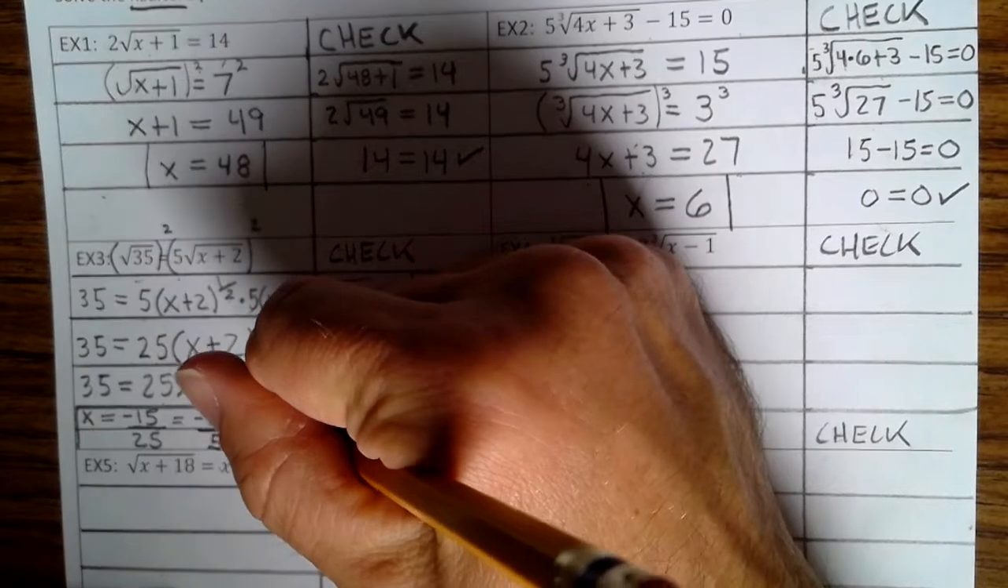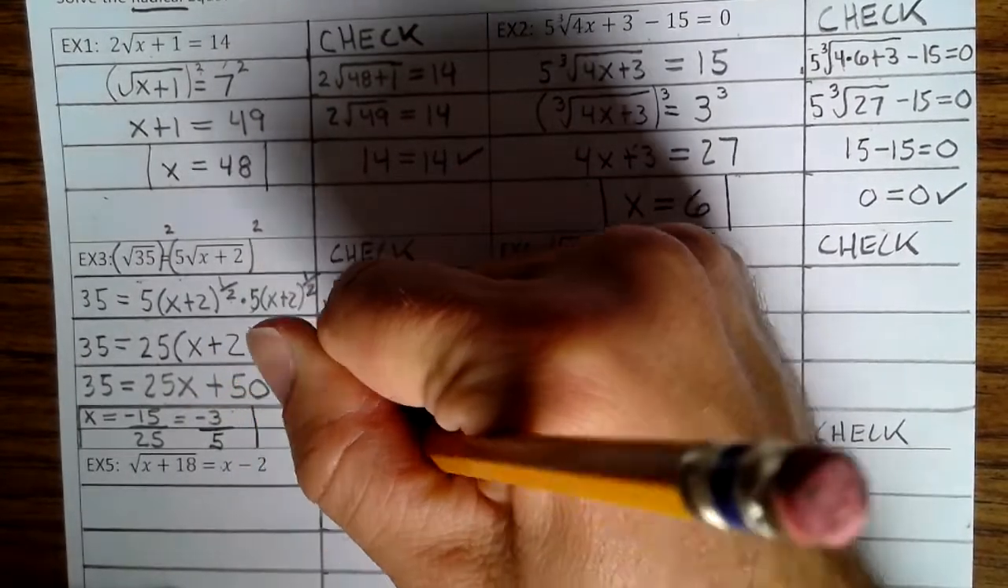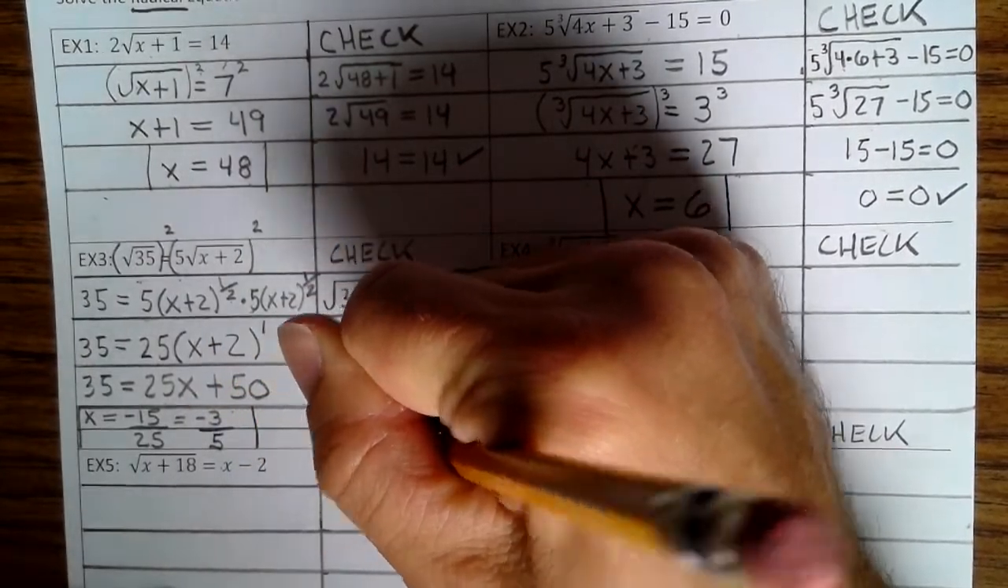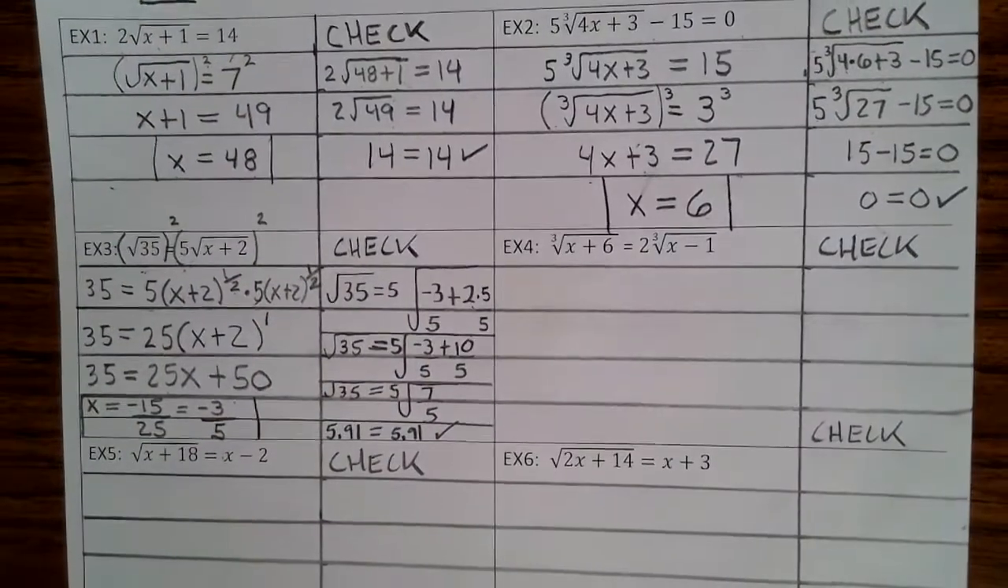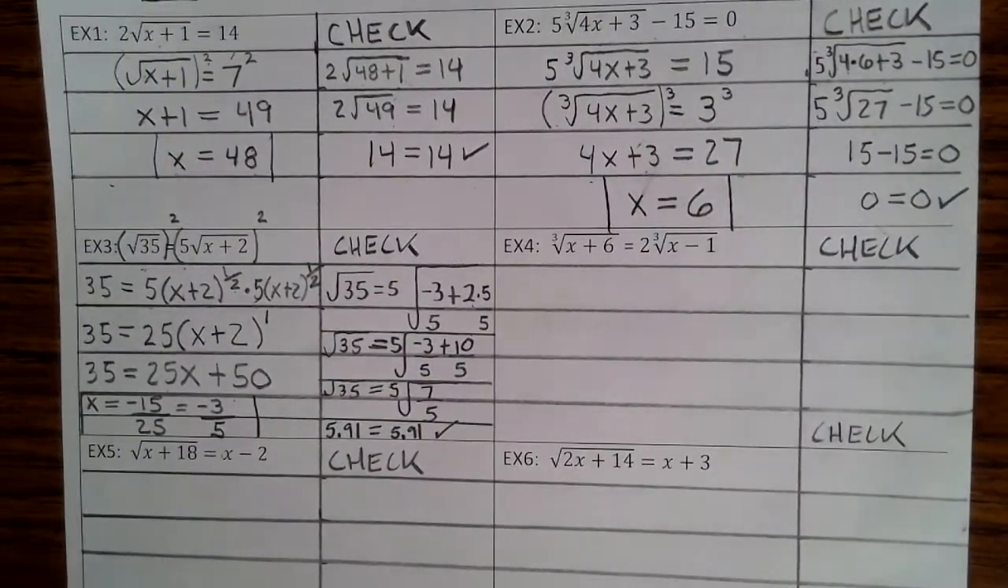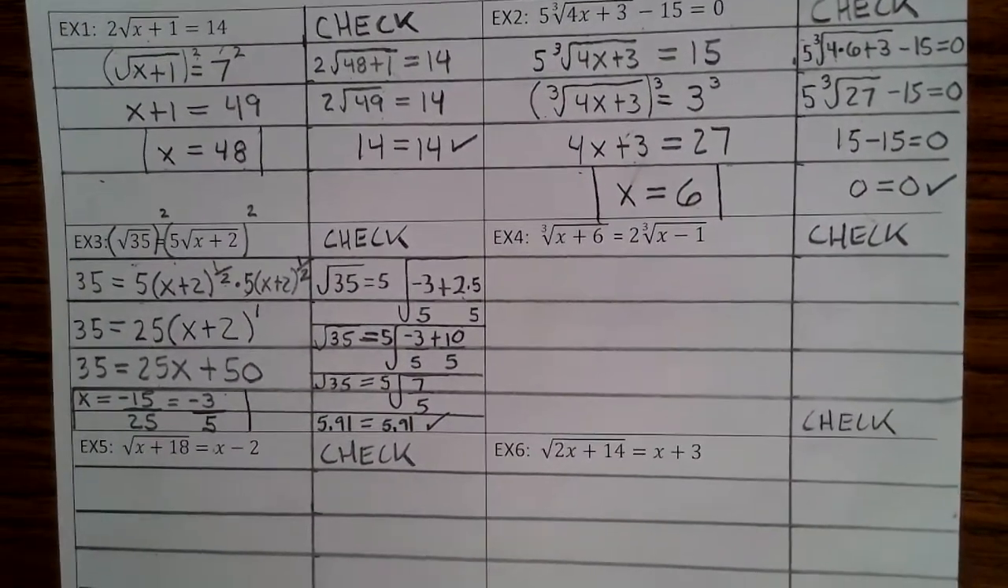So you can say 5.91 equals 5.91, so it checks. Okay. All right, example 4.